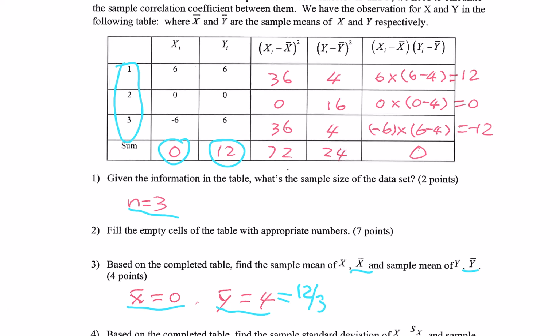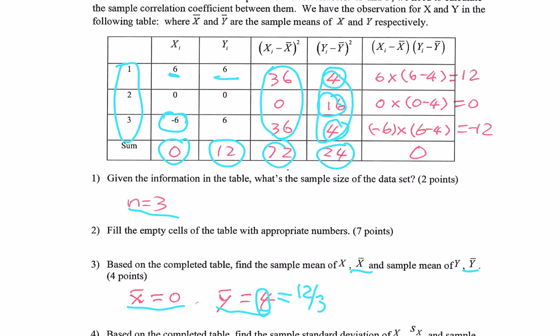You do it like this. 6 minus 0, right? You square it, you get 36. 0 minus 0 is still 0, square this 0. Negative 6 minus 0 is still negative 6, you square it, you get 36. The same thing for y. 6 minus 4 equals 2, square it, you get 4. And then 0 minus 4, which is negative 4, you square it, you get 16. 6 minus 4 is 2, 2 squared, you get 4. And then we add those three numbers together, you get 72. Those three numbers together, you get 24.